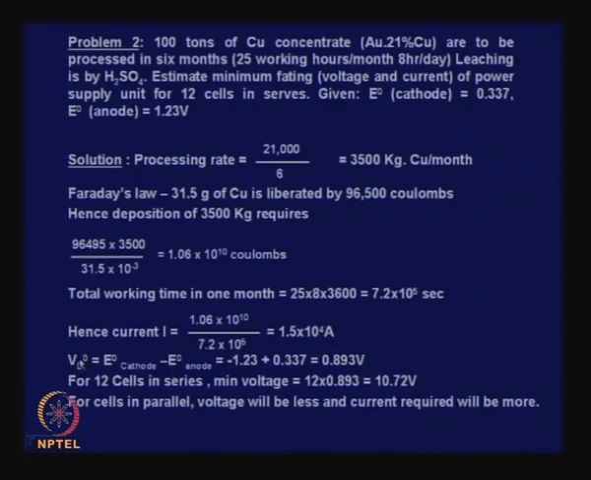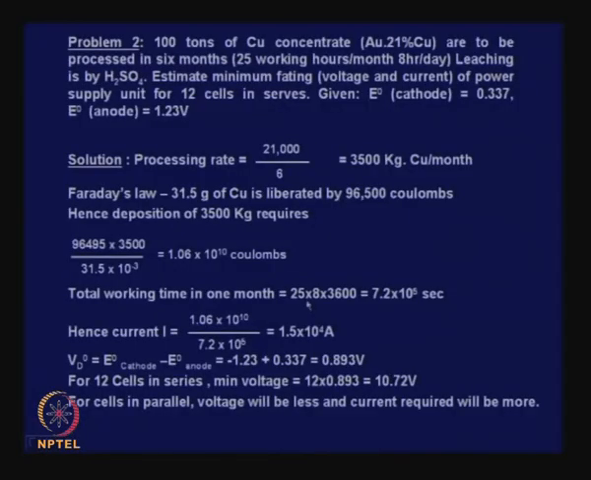Voltage requirement: the standard voltage requirement would be E naught cathode minus E naught anode, and which is this plus this 0.893 voltage. Now, since there are 12 cells in series, each cell would need so much voltage. So, we multiply by 12, and this will be the voltage required.